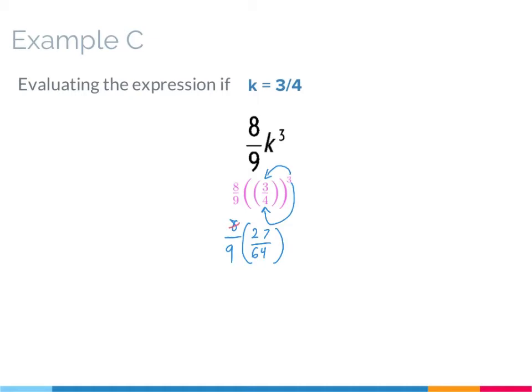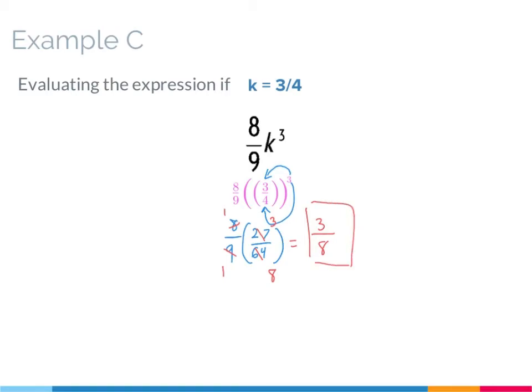So 8 goes into 8 one time. 8 goes into 64 8 times. 9 goes into 9 one time. 9 goes into 27 3 times. And then I can just multiply straight across. 1 times 3 is 3. 1 times 8 is 8. And I end up with 3/8. And that is in simplest form.